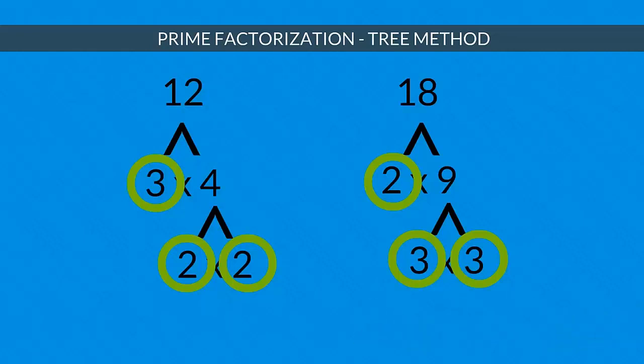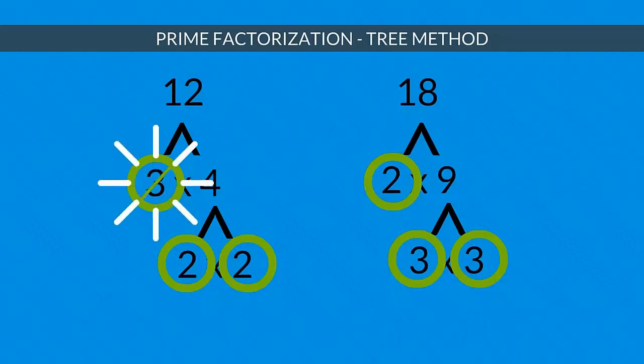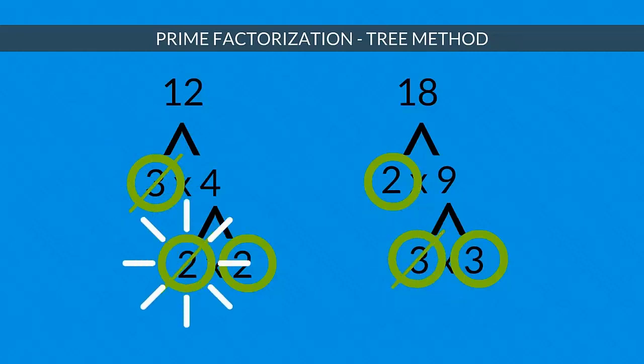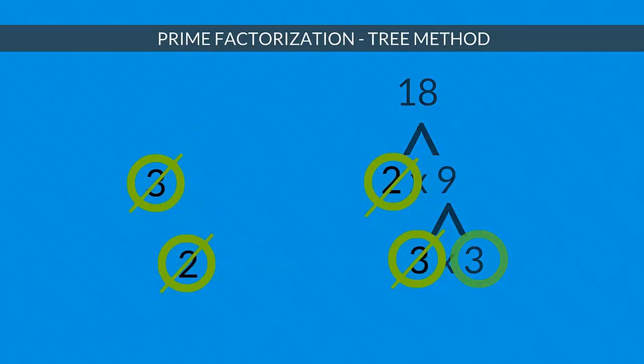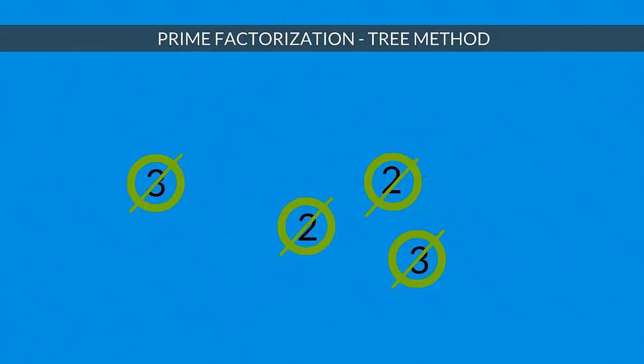To find out what the greatest common factor of 12 and 18 is, we look for what prime numbers they share. To help me see this, I'm going to put a line through the matching prime numbers in each tree. I can see now that they share a 2 and a 3. I only list shared prime numbers once and multiply those factors together. So the greatest common factor of 12 and 18 is 6.